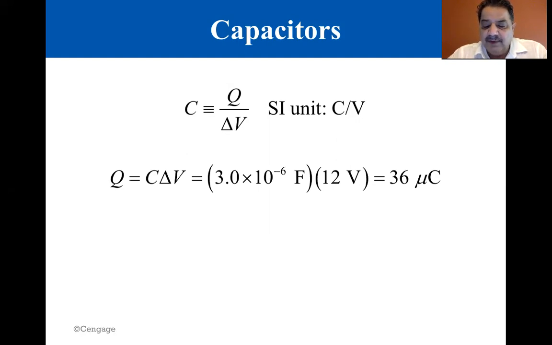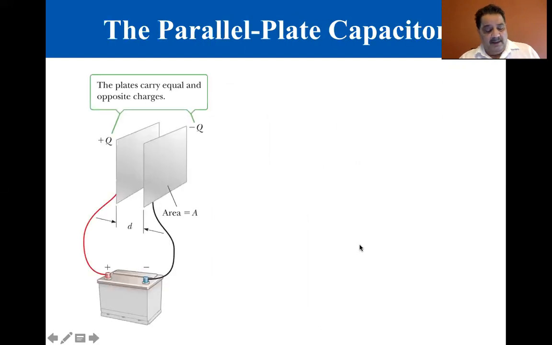In practice, the most typical capacitors have capacitances ranging from microfarads, 10 to the minus 6 farads, to picofarads, 10 to the minus 12 farads. You'll see those quite often. We'll see them in the lab when we do the next laboratory experiment.